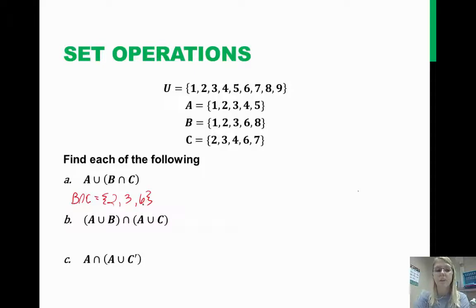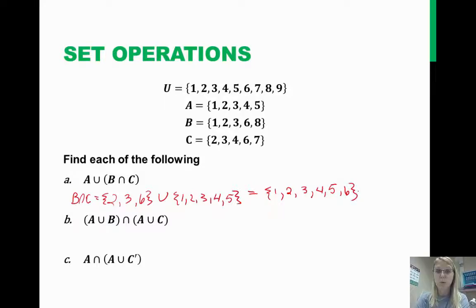Now that we have B intersects C, we want to have that union with A, which happens to be 1, 2, 3, 4, 5. So remember, when we have a union, we're putting everything in both sets into a pocket, so to speak. This looks like a pocket. So here now, I'm not going to repeat anything. So 1, 2 is repeated, I'm just going to list it once. 3 also repeated. 4, 5, and 6.